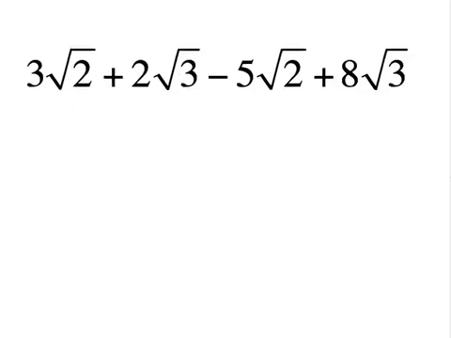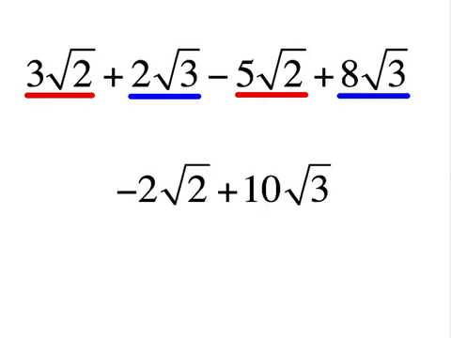Here's one with 4 terms. 2 of the terms are root 2, and 2 of the terms are root 3. So just like if it was 2 variables, such as a and b, we combine the like terms. Well, 3 root 2 minus 5 root 2 is negative 2 root 2, and 2 root 3 plus 8 root 3 is 10 root 3. So negative 2 root 2 plus 10 root 3 is a much simpler way to write the original expression.